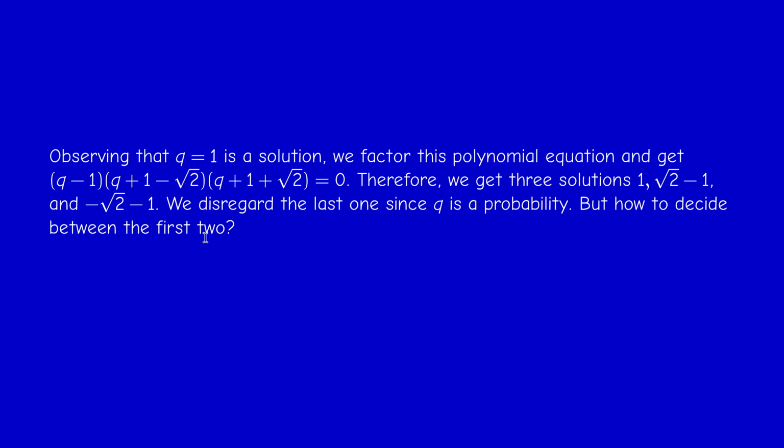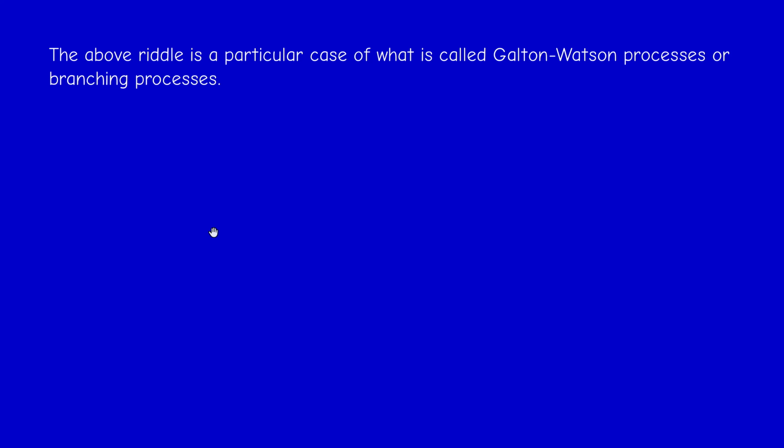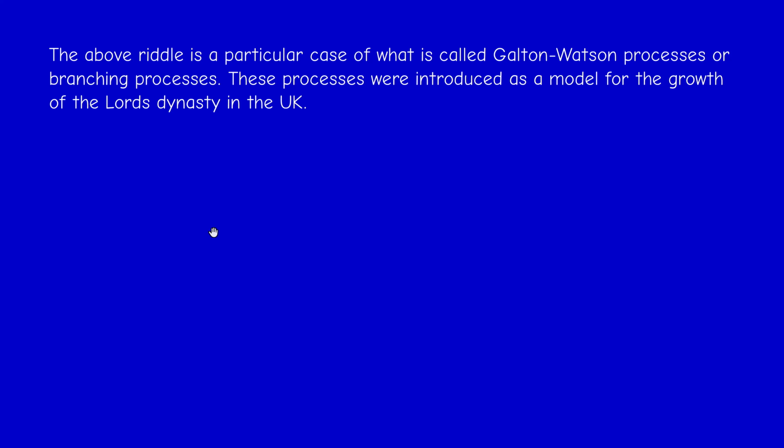So how to decide which one we should choose, q equal 1 or q equal radical 2 minus 1? This is a motivation to, this is a particular case actually of a more general theory. Such processes are called Galton-Watson processes or branching processes. And they were introduced actually by two mathematicians, Galton and Watson, in the 19th century as a model for the growth of the Lord's dynasty in the United Kingdom. So the problem was, what is the probability of extinction of the Lord dynasty?